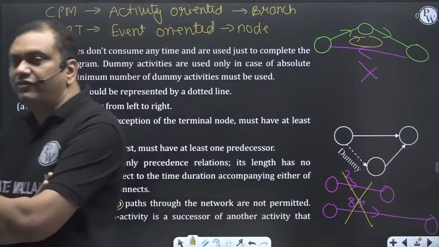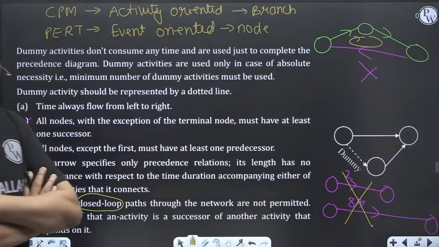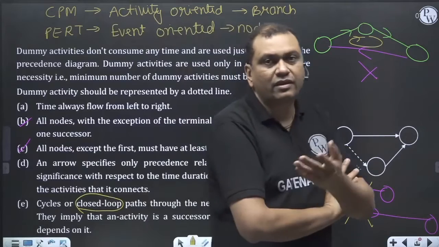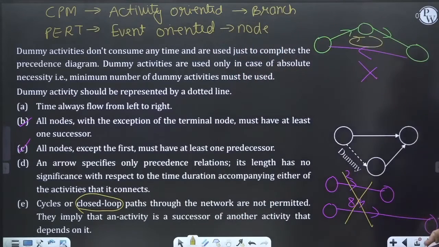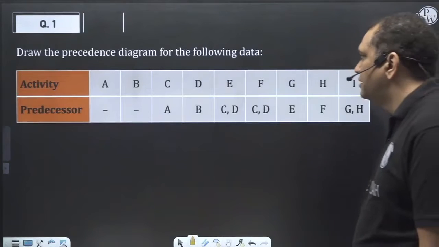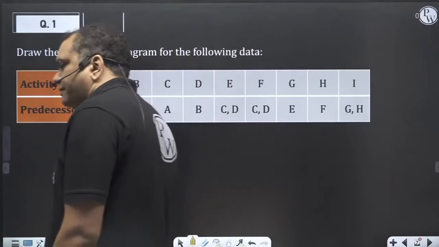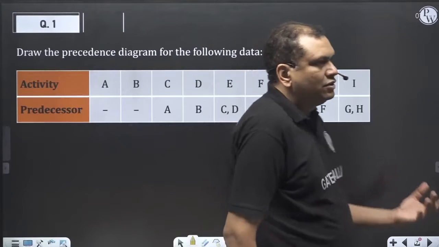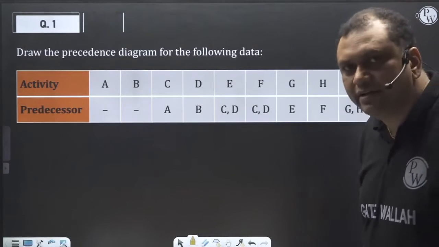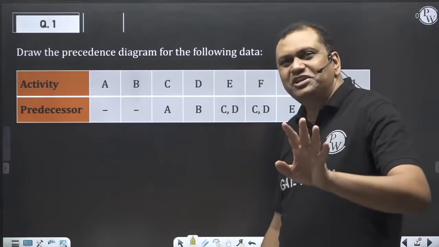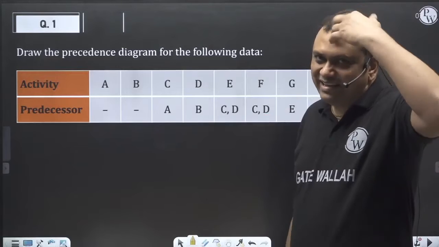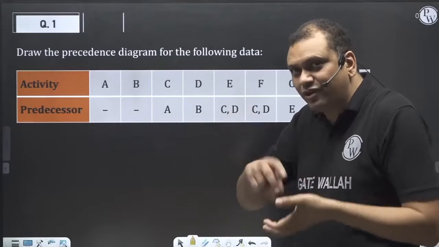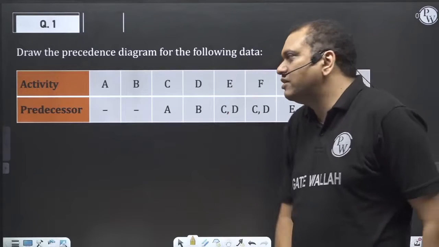So till now we have discussed what rules we have to follow while constructing the precedence diagram. We will solve a simple problem. This is the problem. Draw the precedence diagram for the following data. I am discussing only a few problems so that we can hit the bull's eye. I don't want to waste your time in this one shot series, okay? Because the GATE exam is already on our head. So in a capsule form, I will teach you everything so that you can hit every single problem in GATE 2023.